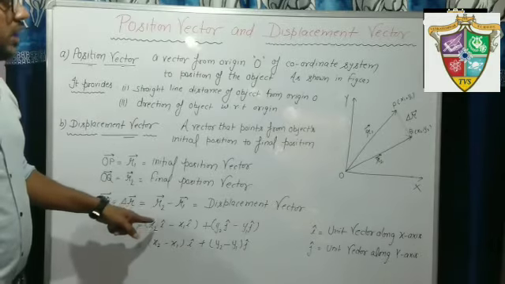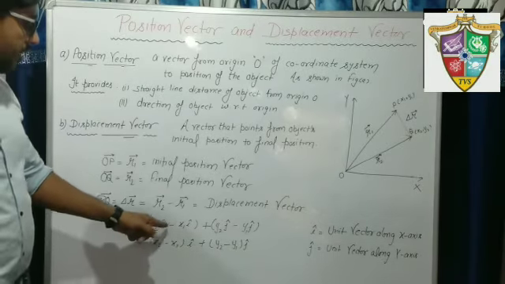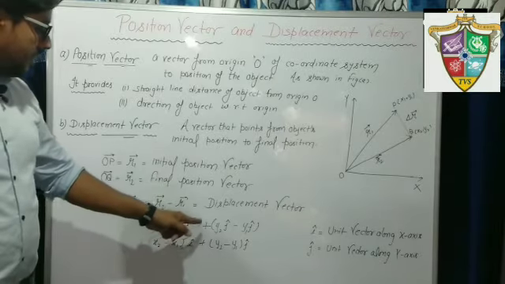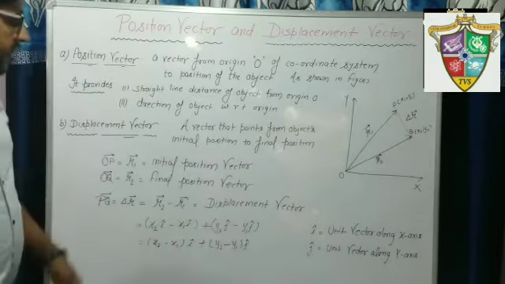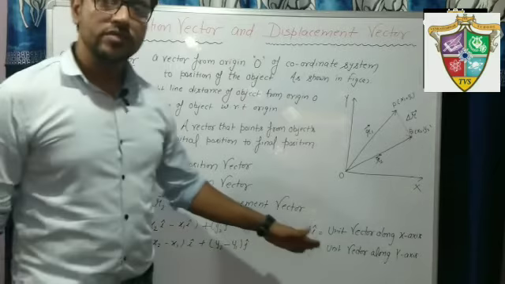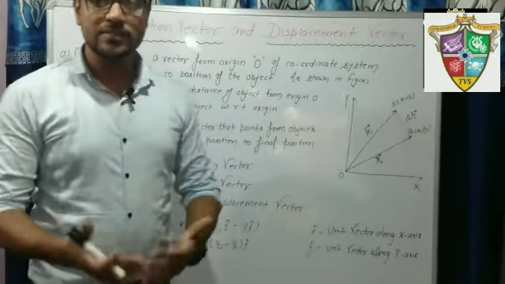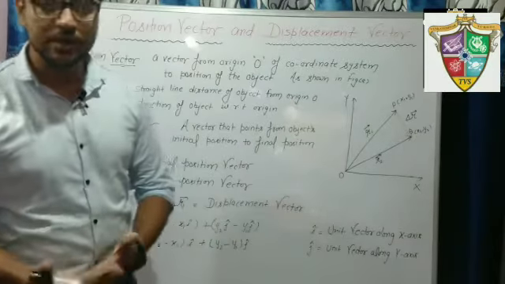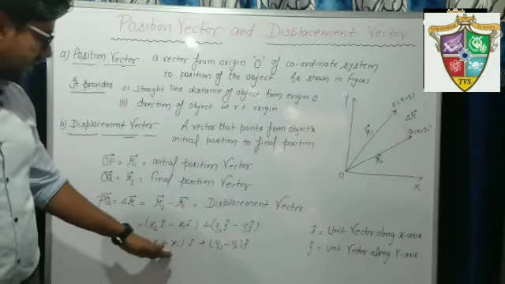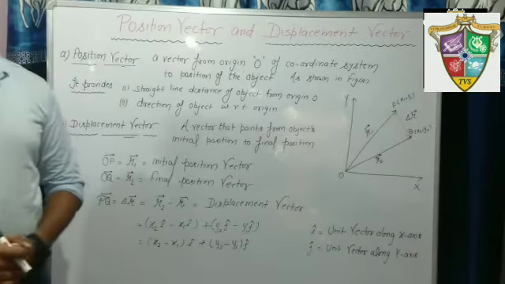And if you put in the values of R2 and R1, it is x2 i unit vector minus x1 i unit vector plus y2 j unit vector minus y1 j unit vector. These i and j are the unit vectors along the x-axis and y-axis. Students, we will discuss these i unit vector and j unit vector later. It is given by (x2 minus x1) i unit vector plus (y2 minus y1) into j unit vector.